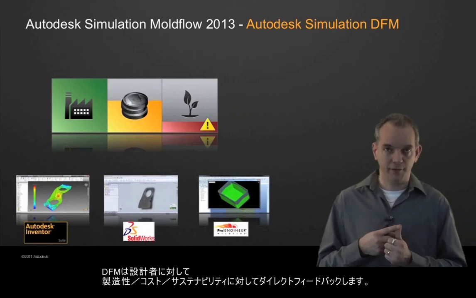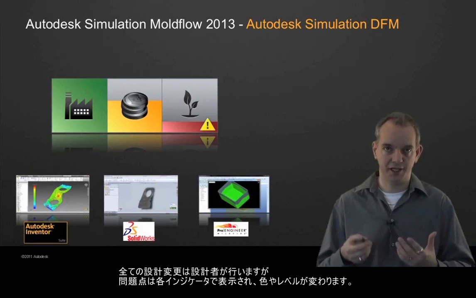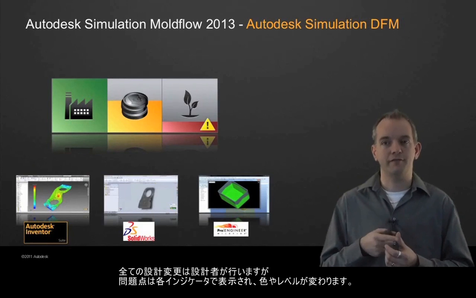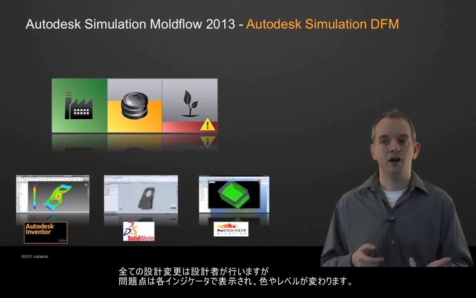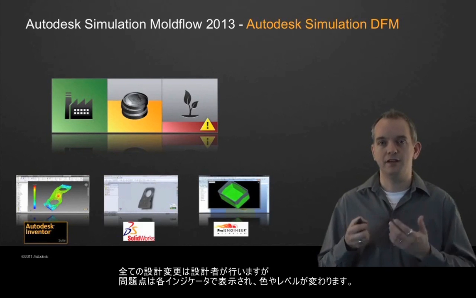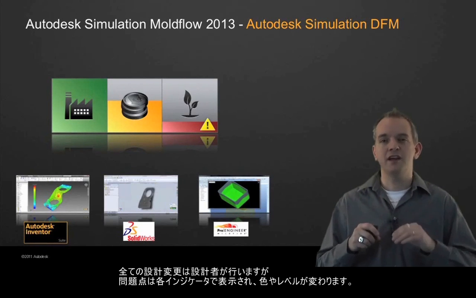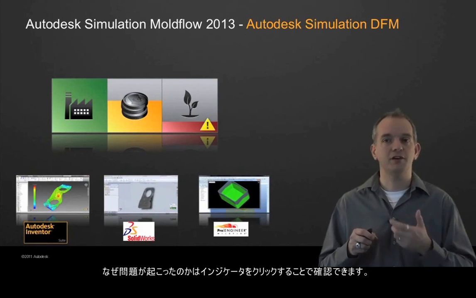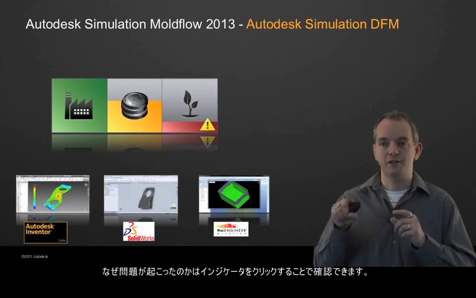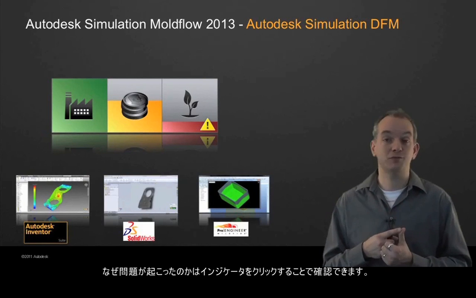The product basically guides a designer towards a viable plastic part. It provides direct feedback on manufacturability, cost, and sustainability. So every design change that the designer makes, we re-evaluate the design on manufacturability, cost, and sustainability. If there are problems, the indicators that we have in the DFM will basically start changing color and will fill up more or less. And if you get a warning that something is not following specifications, you will get an exclamation point. You click on the exclamation point and it provides you feedback on why there's a problem.